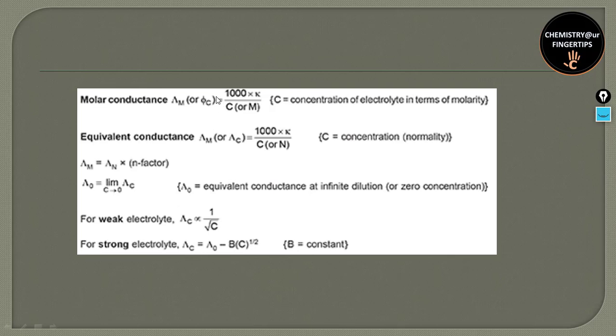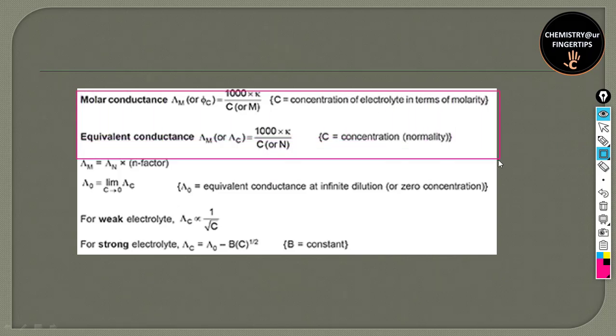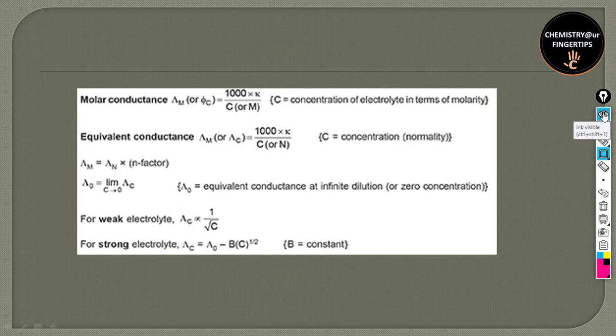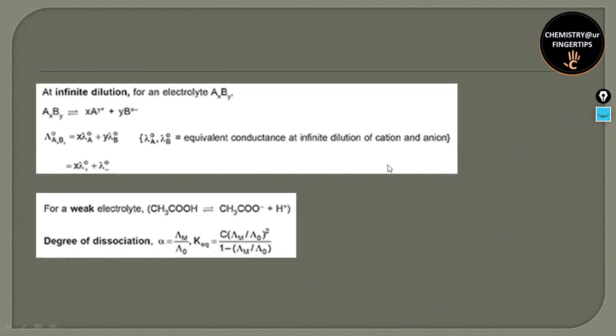And then molar conductance is 1000 kappa upon C, equivalent conductance is 1000 kappa upon C. And then you have molar lambda m equal to lambda n into n factor. I think these things are for your entrance exam. For weak electrolyte and strong electrolyte, what exactly happens? I think most of you should solve the problems related to molar and equivalent conductance over here. So just make a note of these formulas. Try to solve at least one question from the solved as well as unsolved.